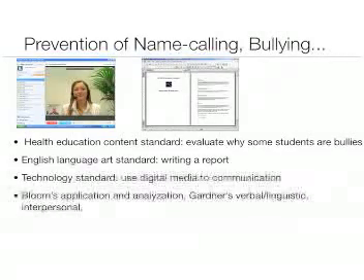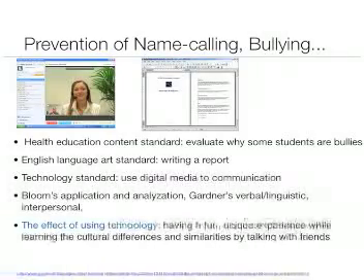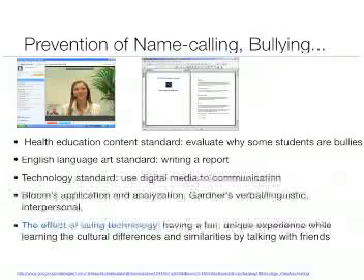Also, students will experience Bloom's application and analyzation level and display their verbal, linguistic, and interpersonal intelligence. I know this activity is very idealistic, but I expect the students to have fun and unique experience while learning the cultural differences and similarities by talking with friends abroad.